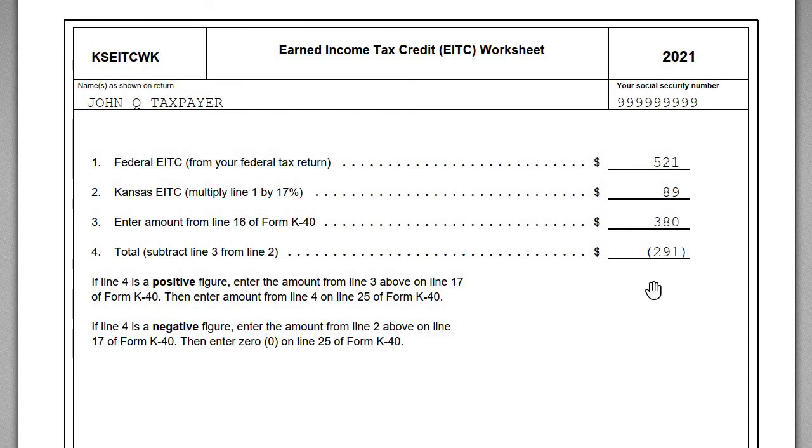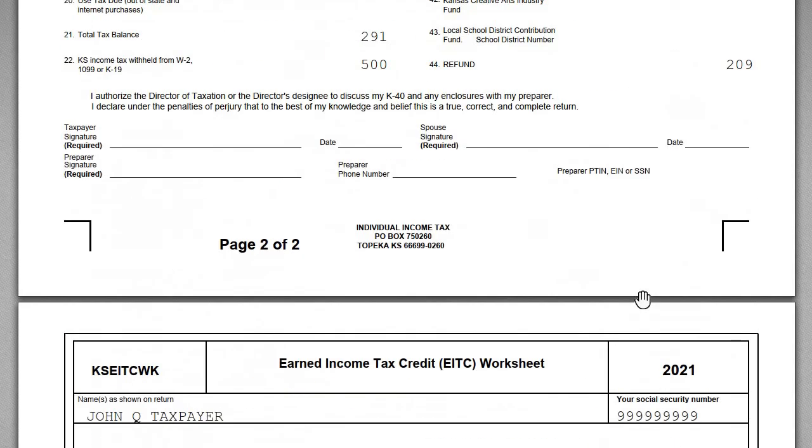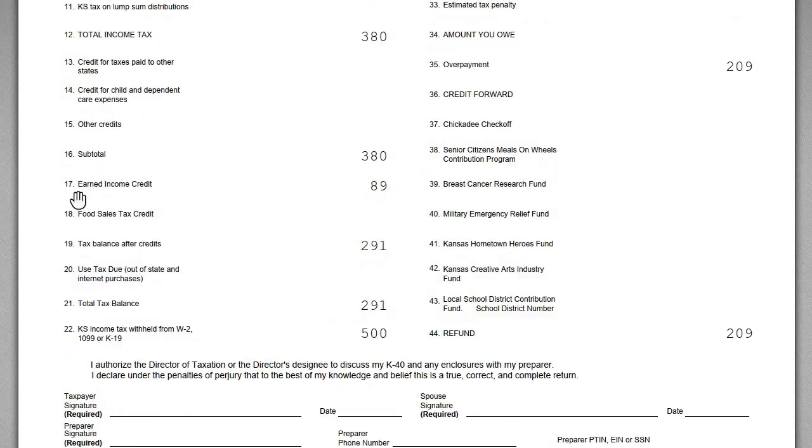All right, now the additional test here is to make sure that you do have sufficient tax, right? So John does have a tax liability in Kansas for state income tax purposes, so he can offset that liability with the amount of his Kansas EITC. So the $89 is then reported on line 17, and so that comes off the top of his taxes owed, $380. Now his new tax balance owed after the credits is going to be $291.